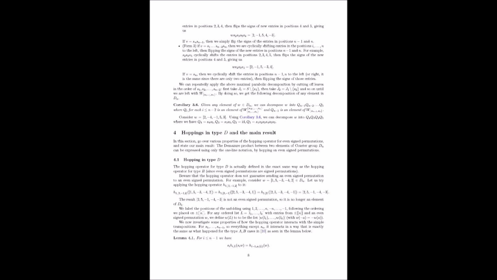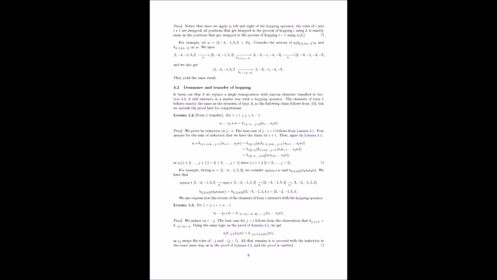Okay, proof highlights. I have to admit, usually when someone says proof, my eyes glaze over a bit, but you're making this sound surprisingly approachable. Well, that's because the paper builds its argument in a really clever way. It doesn't just jump into some dense formula. It starts by focusing on how hopping operators affect specific types of elements within these even sign permutations.